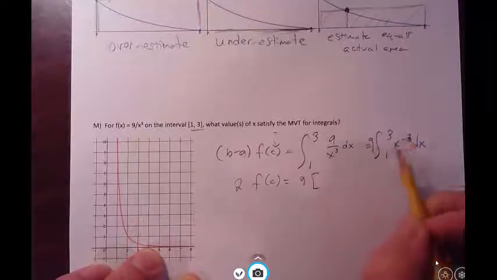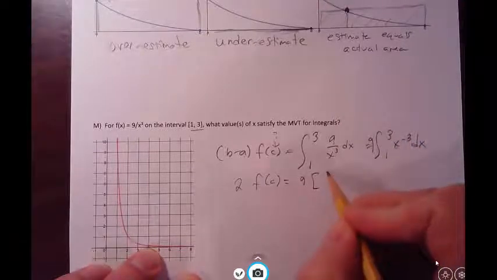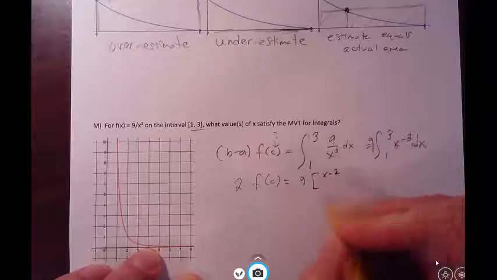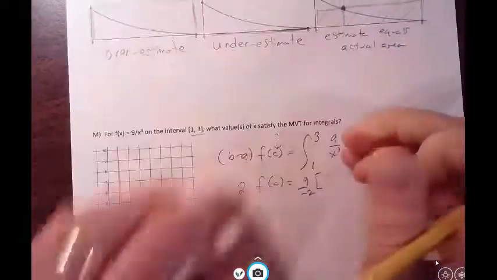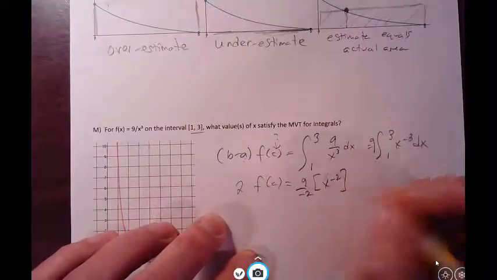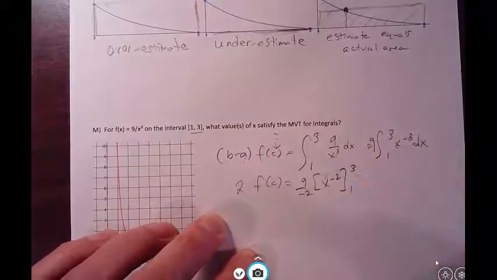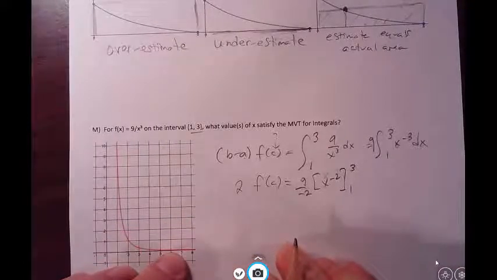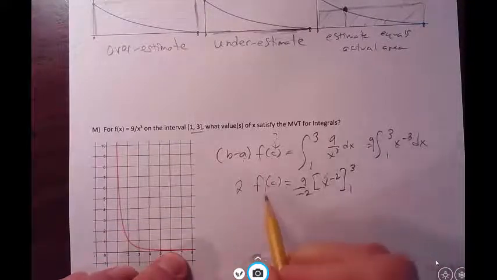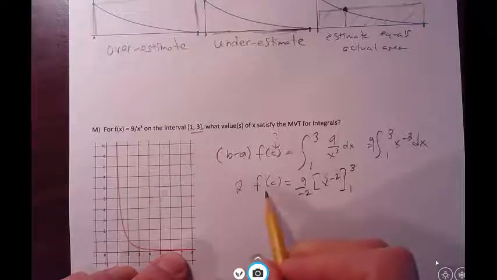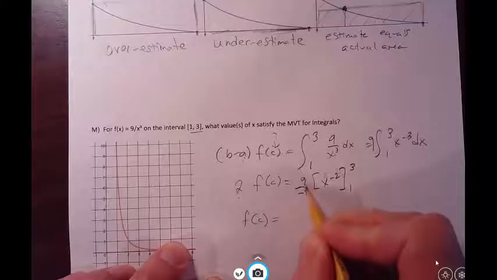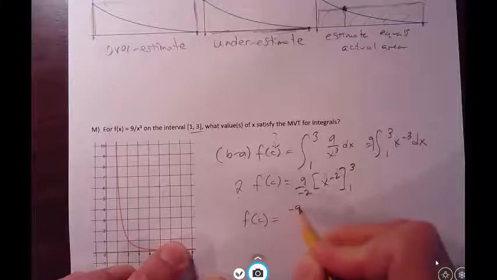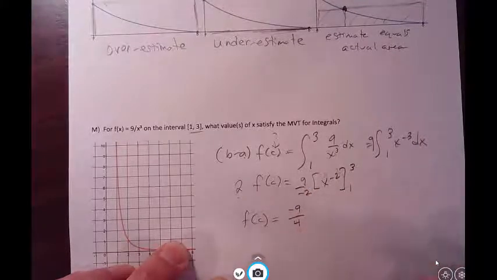Integrating x to the negative third gives me x to the negative second over negative 2. I'm going to put the over negative 2 out front, and I'm going to put my limits of integration in. Now if I want to isolate the f of c, I can divide away the 2. So that's going to give me f of c is, when I divide by 2, this negative 9 halves will become a negative 9 fourths.